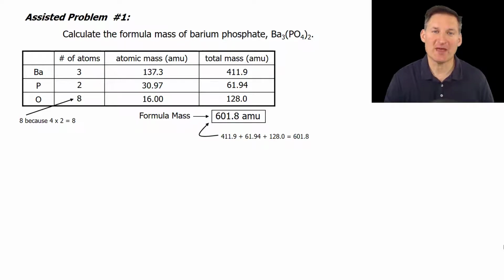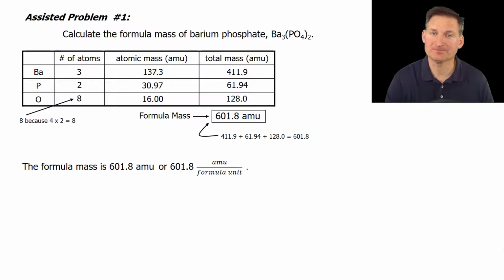So, the formula mass is 601.8 AMUs. Make sure to ask in class if you're not sure how we arrived at that. Now, since barium phosphate is ionic, making the fundamental unit a formula unit, a more precise way to write the units here would be 601.8 AMUs per formula unit.